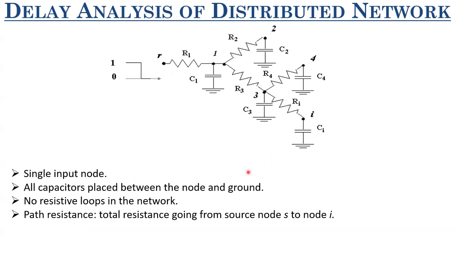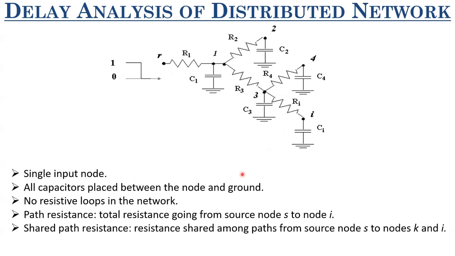Now he also defined something which he called shared path resistance. So what is the shared path resistance? Shared path resistance is the resistance shared among paths from source node S to nodes K and I. He defined that as RIK, and it is defined as the summation of RJ, where RJ is all those resistances which come at the intersection of the path from S to I and the path from S to K.